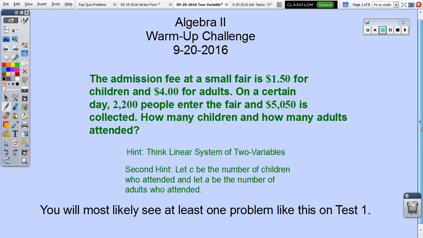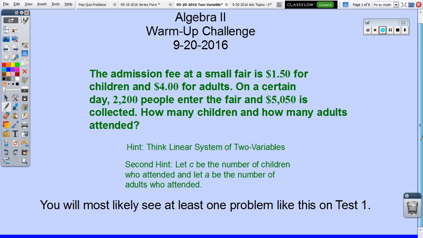All right, so we're looking at this problem here. The admission fee at a small fair is $1.50 for children and $4 for adults. On a certain day, 2,200 people enter the fair and $5,050 is collected. How many children and how many adults attended?